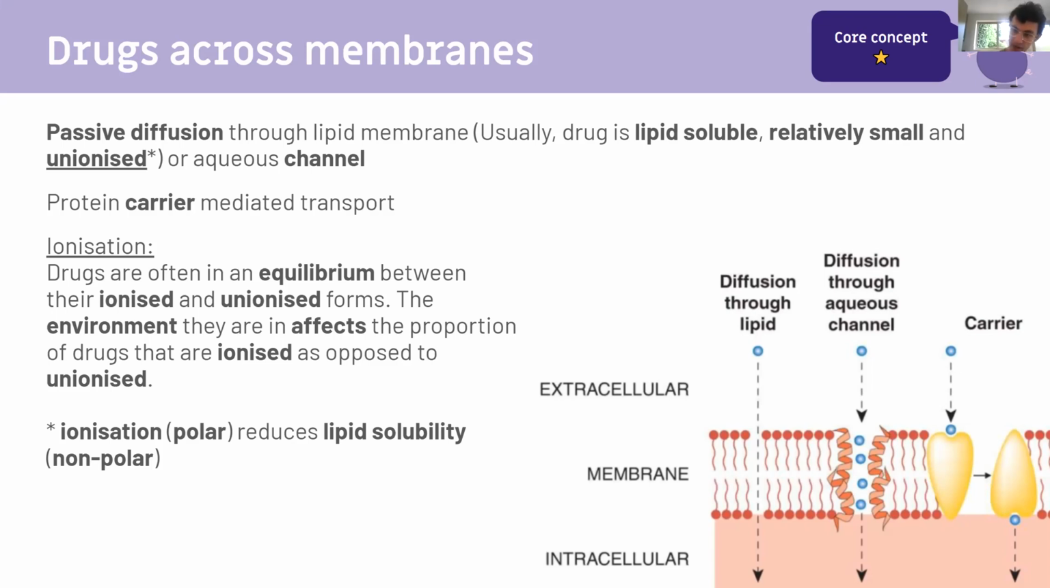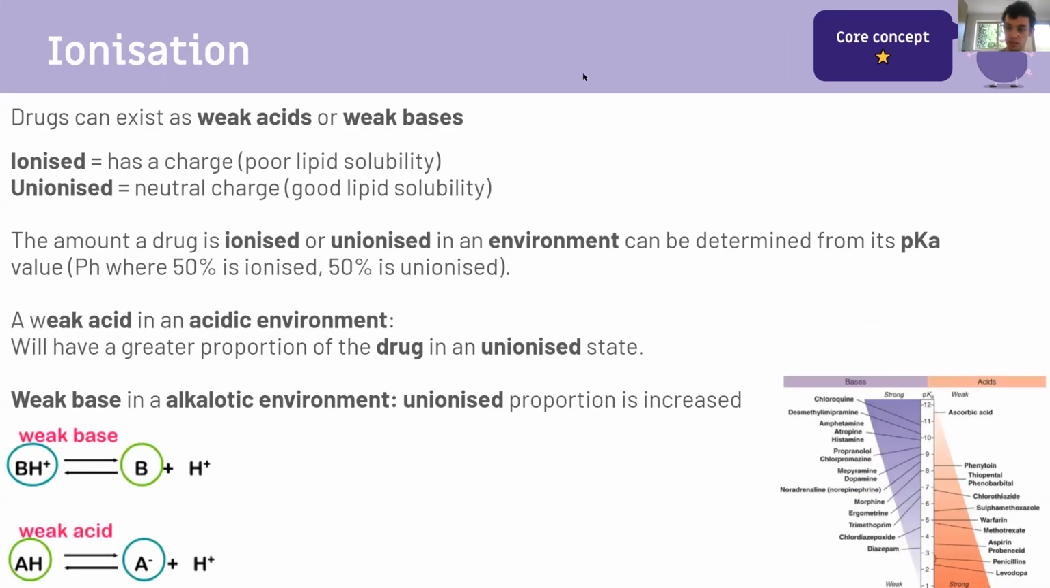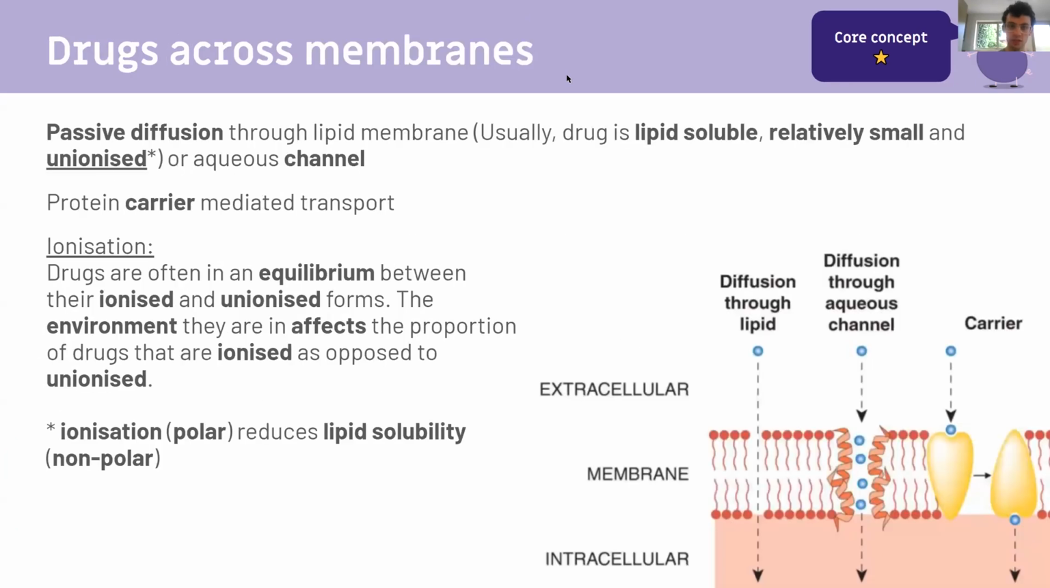Other times you can have carrier-mediated transport. Sometimes this is active. This is different to a channel because it's more stereospecific. A molecule is going to have to bind to a particular active site, and that's going to induce a change, which is going to let it enter the cell, whereas through a channel, it's just going to passively diffuse through. So the carrier can be active as well.